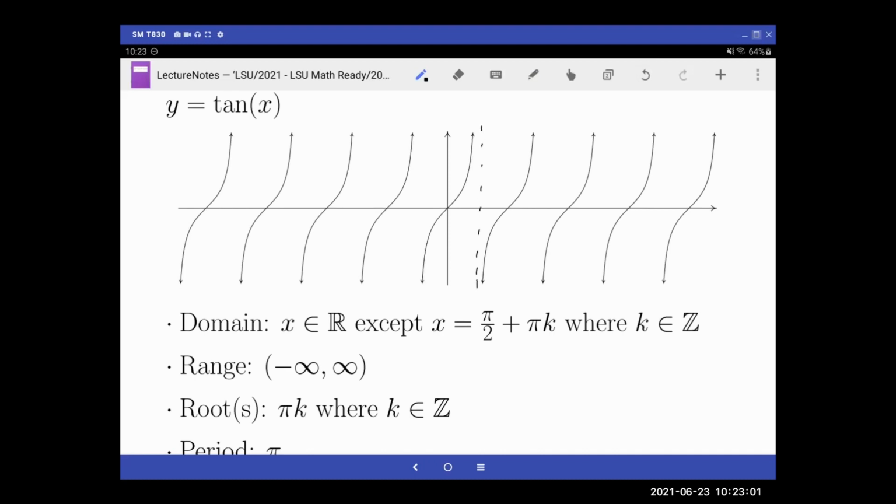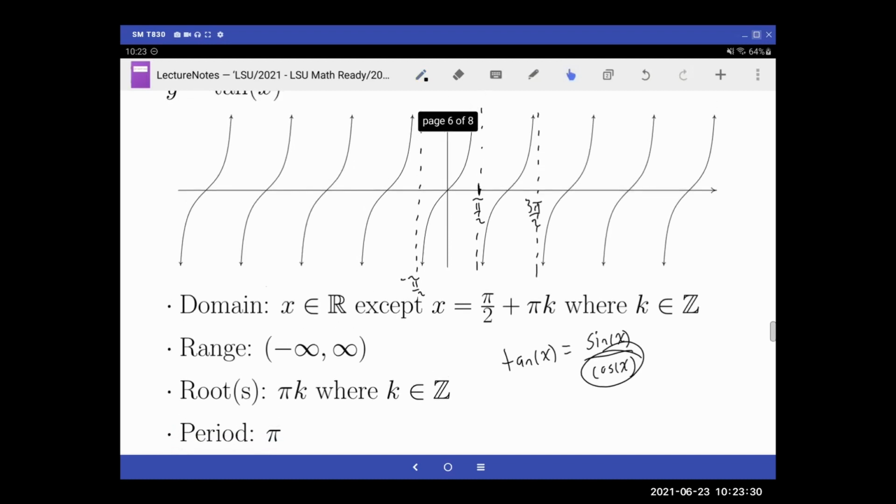And it makes sense because tangent, remember, is the same thing as sine divided by cosine. So anything that would make cosine equal 0 would be a vertical asymptote. And so that would be like right here at pi over 2, or at 3 pi over 2, or at negative pi over 2, and so on. So the vertical asymptotes exist wherever cosine is 0. The domain would be all the numbers except for where cosine equals 0, where those vertical asymptotes are. So that's what this means.